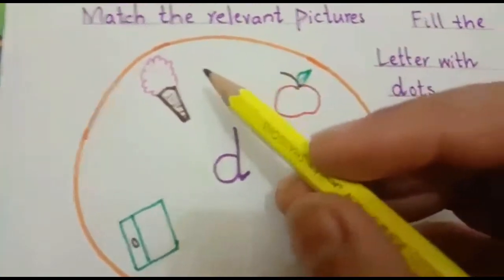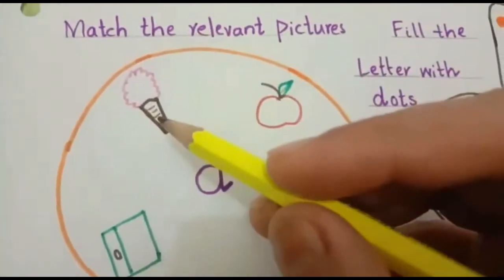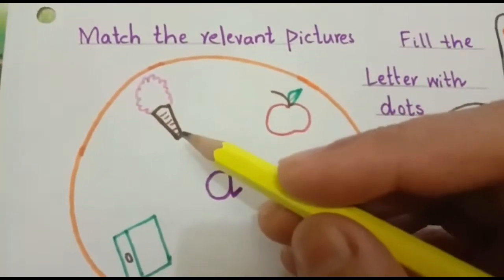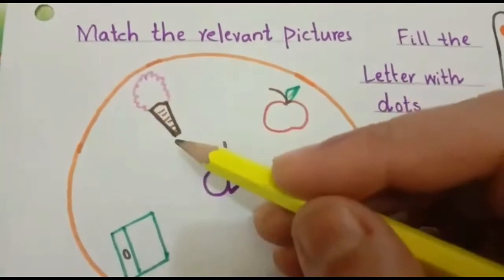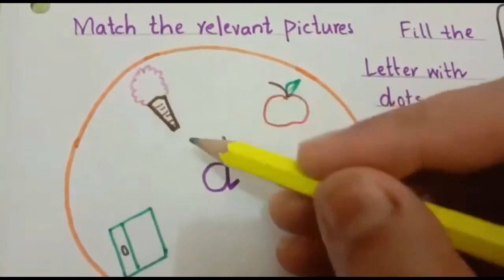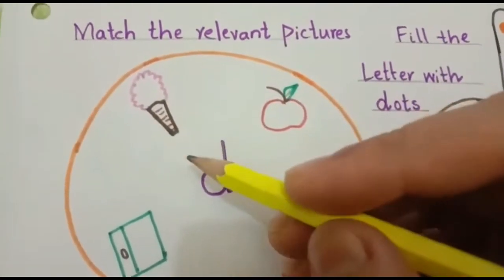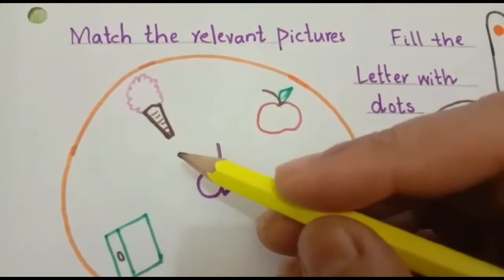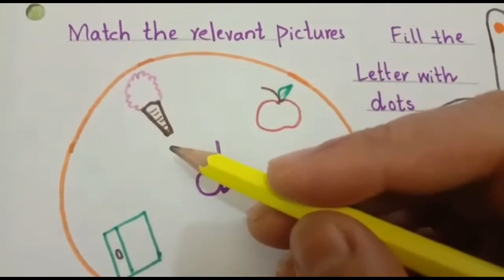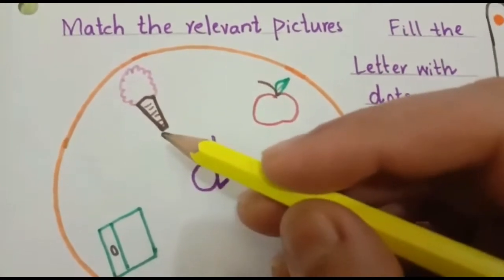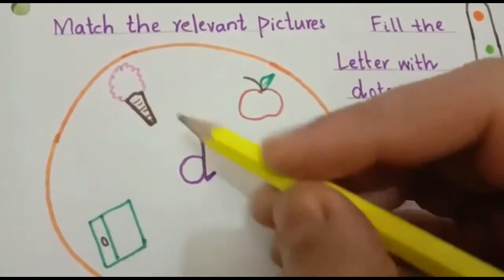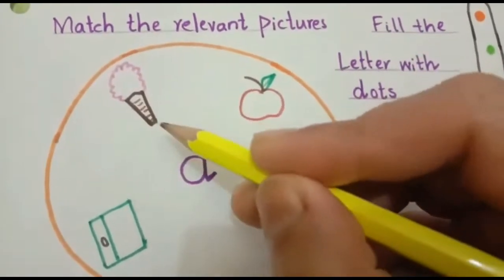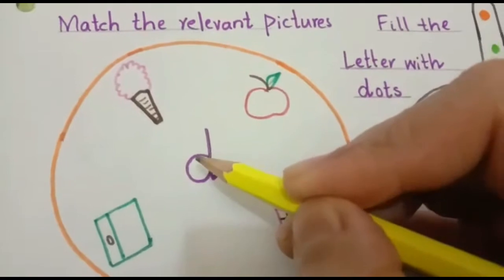Now, I will tell you about the first picture. What is this? Excellent! This is an ice cream. And what is the beginning sound of ice cream? Is it D? No, the beginning sound of ice cream is not D. It means we will not join this ice cream with the given letter, letter D.